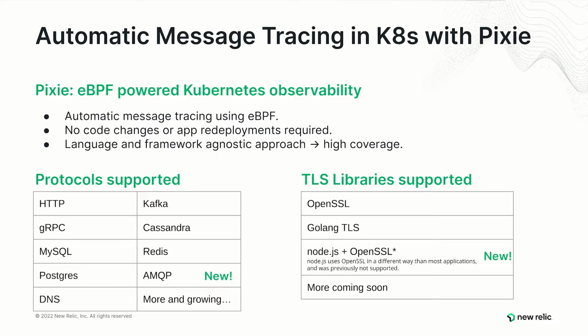In addition to tracing these protocols on clear text connections, encrypted channels are supported as well. So long as the traffic is going over OpenSSL or Golang's TLS library, all these protocols are also supported. Most recently, support has been added for Node.js's use of OpenSSL, which is a special case because Node.js uses OpenSSL in a different way than most applications.